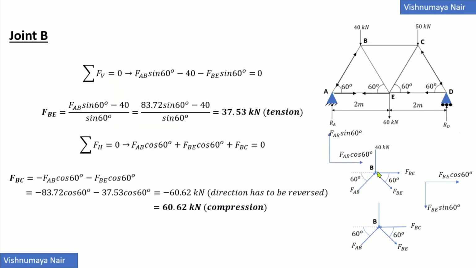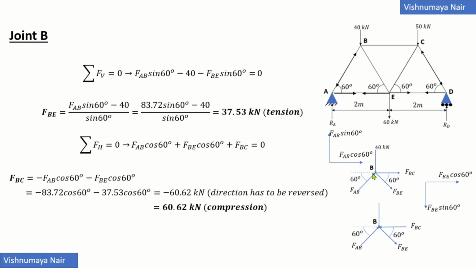At this joint, we have a load 40 kilonewton and forces FAB, FBE and FBC from the members AB, BE and BC. We have already found out the value of FAB when we analyzed the joint A and its direction is towards the joint. So FAB will be acting towards the joint like this. Now we have only two unknowns FBE and FBC. Let's assume the directions of FBE and FBC as going away from the joint like this.